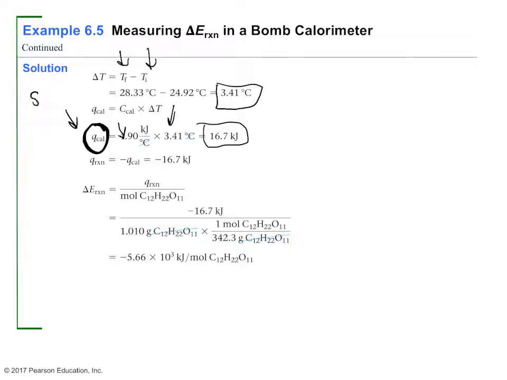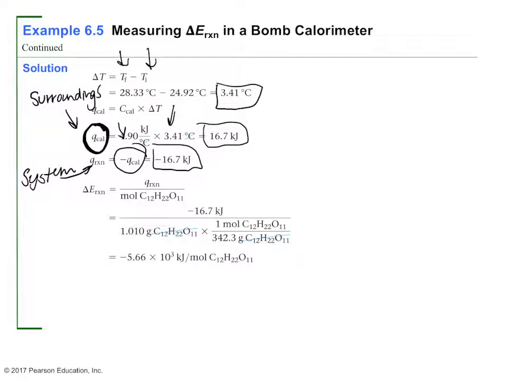Remember, think of it this way: the calorimeter is the surroundings. We don't want the Q of the surroundings. We want the Q of the reaction, which is the system, right? So that's why we have to change the sign, because we found the Q of the surroundings, and we know that it's the same value. It's just a different sign. And so we changed the sign, negative 16.7 kilojoules.